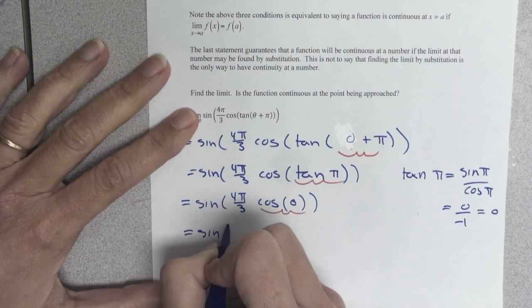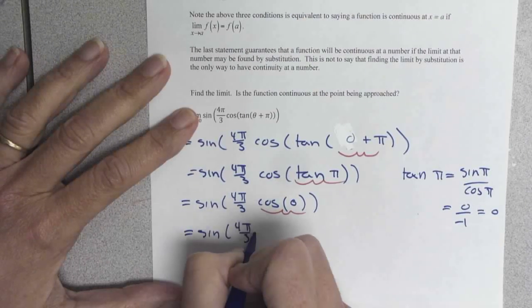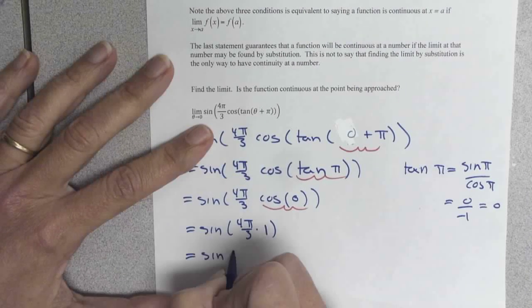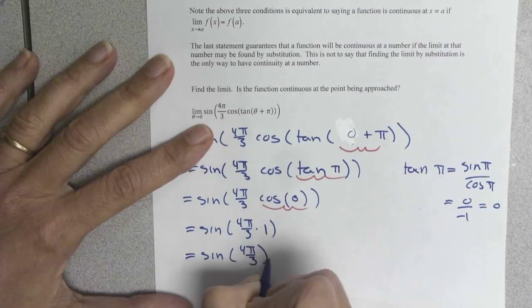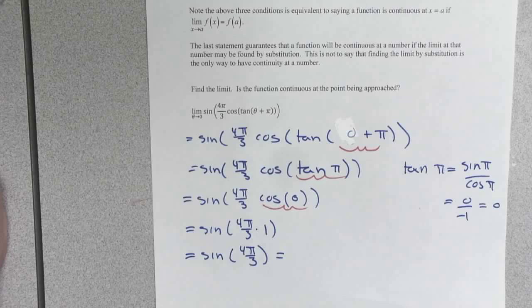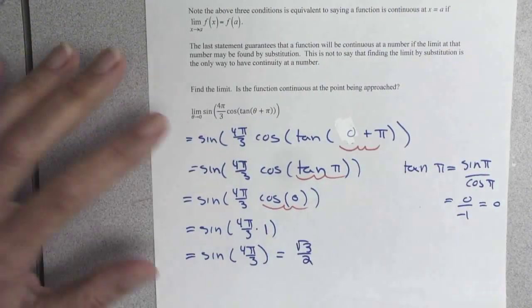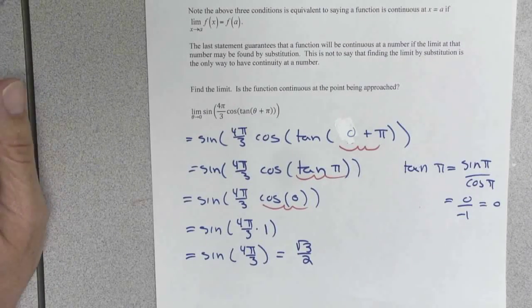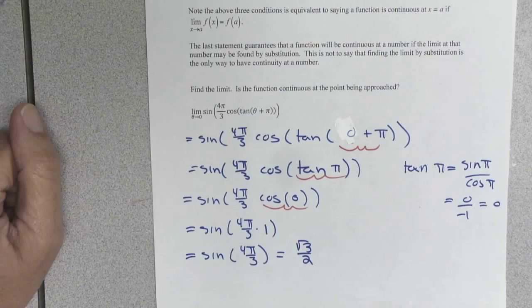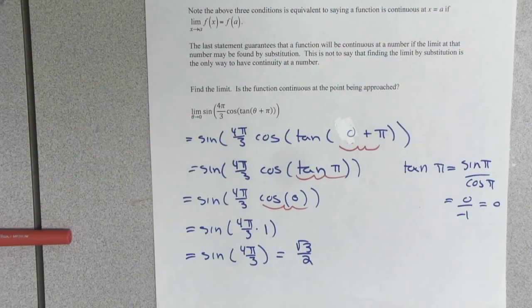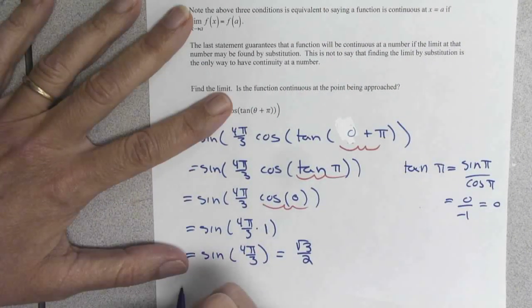And we get sine of 4 pi over 3 times 1. Cosine of 0 is 1. Which gives me sine of 4 pi over 3, which is negative square root of 3 over 2. And again, you need to know those basic trig values. So there's the limit, and it says, is it continuous at the point being approached? And we can say yes.